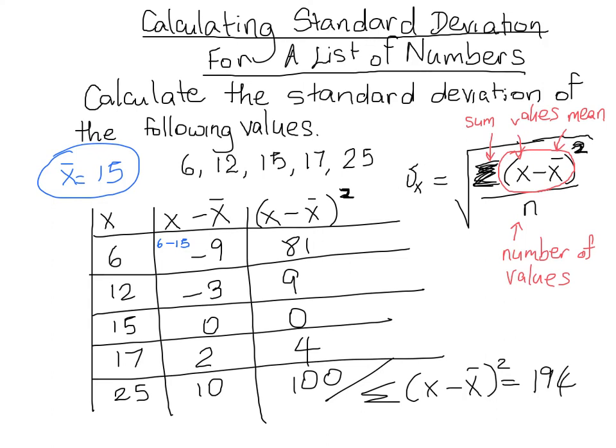So we're almost there. According to our formula, we now have to divide by the number of values. So there are 5 values, and we're going to divide by 5 and find the square root. So when we finish dividing by 5 and finding the square root of that number, our answer should be approximately 6.23. And in this case, that is our standard deviation.